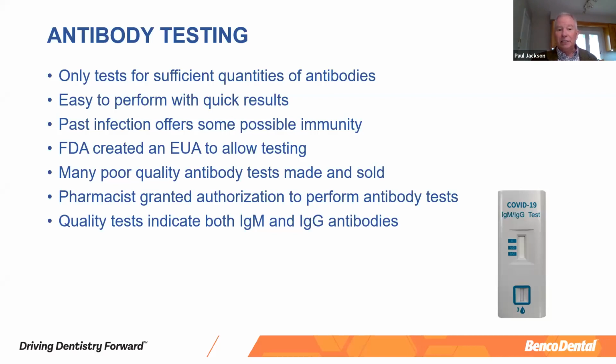So the FDA did create an EUA to allow testing. The problem is, an EUA is an emergency use authorization, and it allows companies to submit data, and then from submitting the data, they can begin selling the test. Well, there's a lot of companies from around the world that started doing that who really had no experience or successful tests. And so the market was flooded with a lot of very poor quality or non-functional tests.